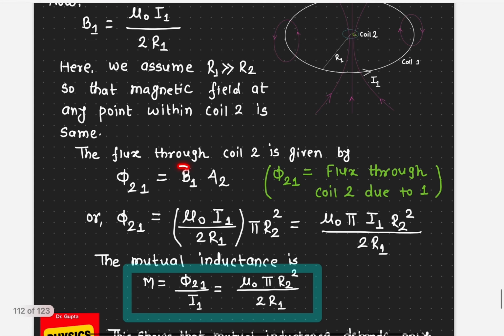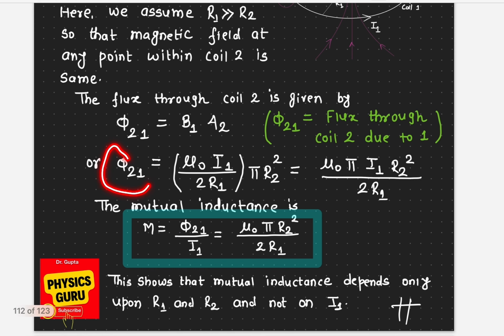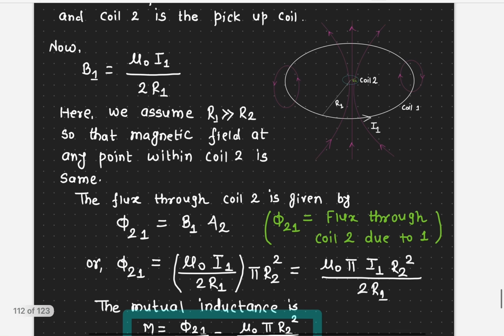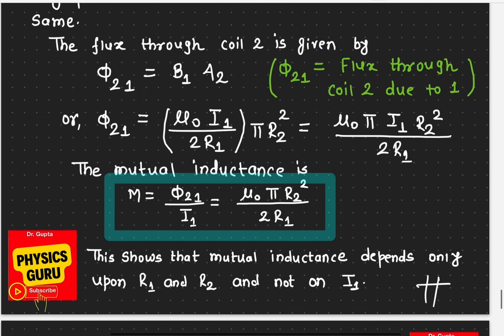So we have the value of B1, and you simply plug it in here. What's the area of coil 2? Pi R2 squared. So let's rearrange these terms, and we get this term here. And what is the definition of mutual inductance? The flux passing through this coil divided by the current passing through the bigger coil. So the flux divided by the current. Remember, this flux is through the second coil, and this is the current in the first coil. If you do that, then we get this term here.